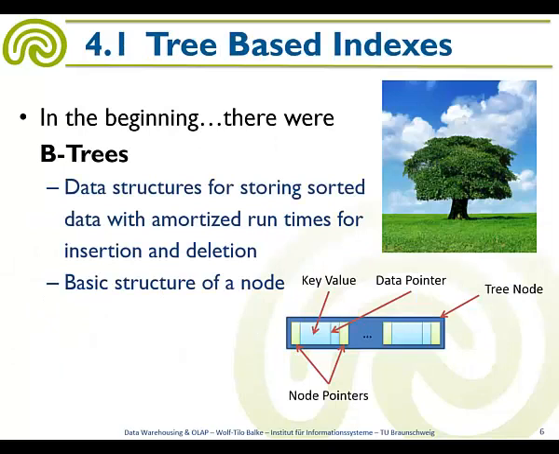Cool. So when we first started thinking about tree-based indexes, the very first thing that came to mind was B-trees, invented back in the early 70s by Rudolf Bayer, in 1972. Back then, main memory was a very scarce resource, right? So if you're going to get data into main memory, you have to do it in an efficient, clever way.